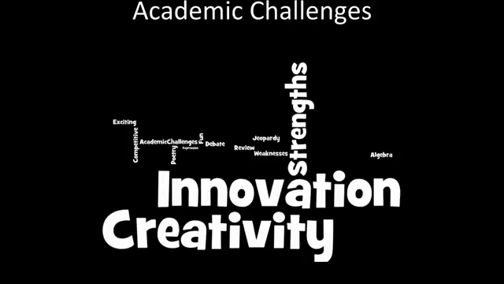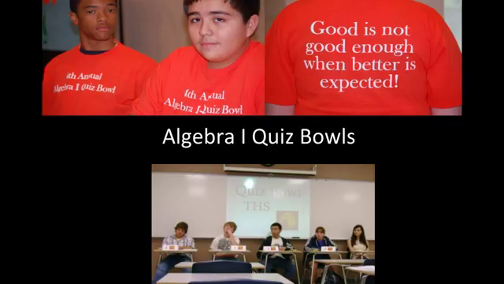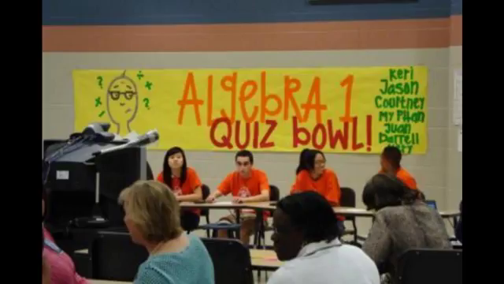Our academic challenges allow students to be creative and innovative and share their strengths. Algebra 1 Quiz Bowl, we participated for the first time this school year, 2015-2016. And what we do is get together all the campuses that are interested and create teams of 5 to 10 students. Questions are given to the students. Each question has a different level of difficulty, and as you can see from here, for example, the first question, they get 30 seconds, but they only get 1 point, whereas the third question that they receive will be 60 seconds and 3 points. 5 students participate on each round. You can use the same students for all 3 rounds or have a group of students change per round.